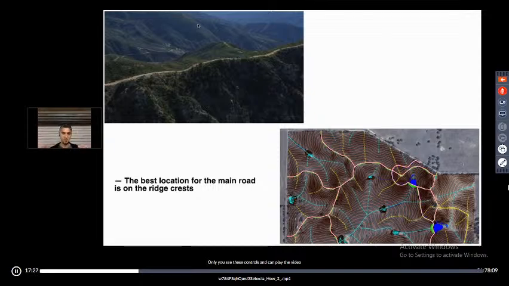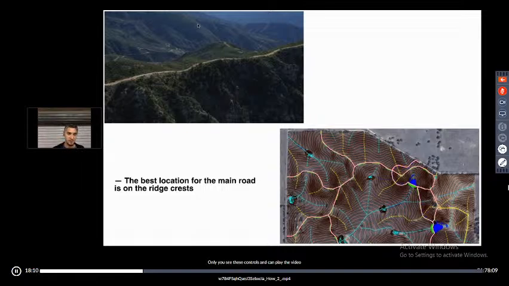Okay, so the first one that we're going to discuss is the ridge crests, because we talked a few lessons before that the ridges actually represent the highest point in the landscape. You can think about it as a long, narrow area in the landscape where water flows off in both directions. So everything that falls on the ridge actually goes down off the ridge in both directions. And this is, as I said, the best location for the road.